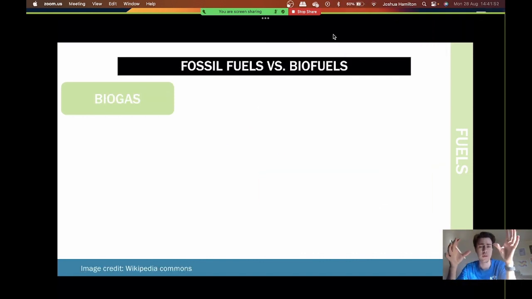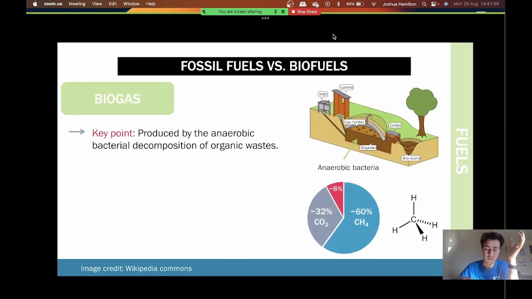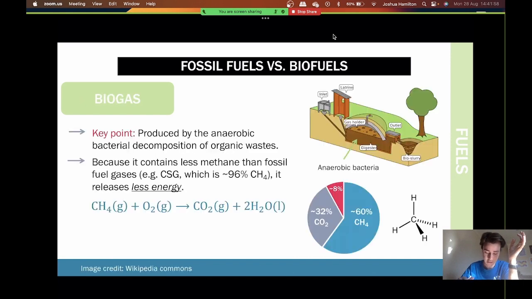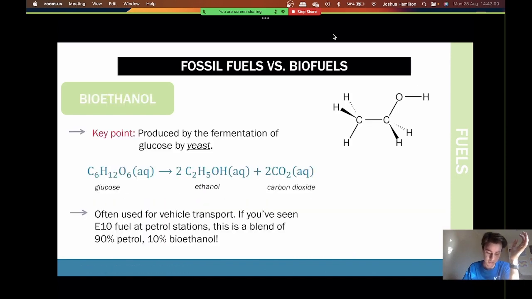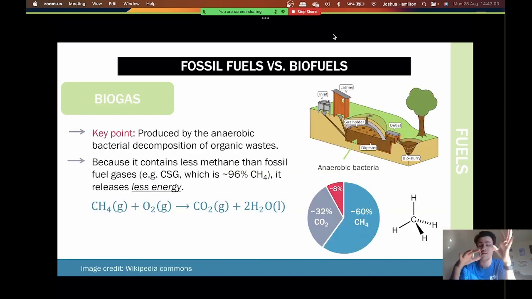So moving forward, we then move into the specific types. First of all, we're going to go through biogas, then bioethanol, and then I believe biodiesel will be last. So biogas, really important. It's just produced from anaerobic bacteria. That is all you really need to know from this slide. I don't really care about the rest of this stuff here.